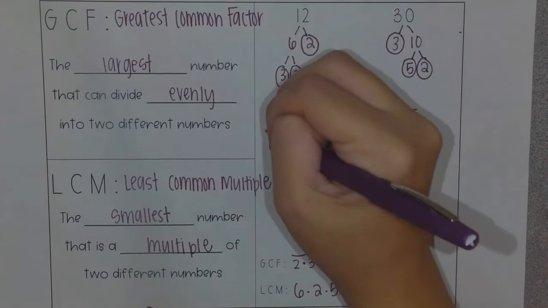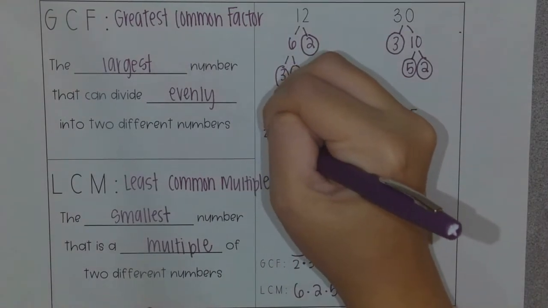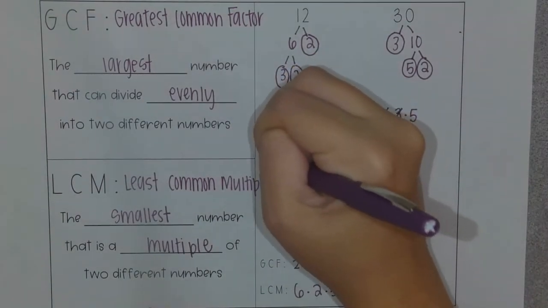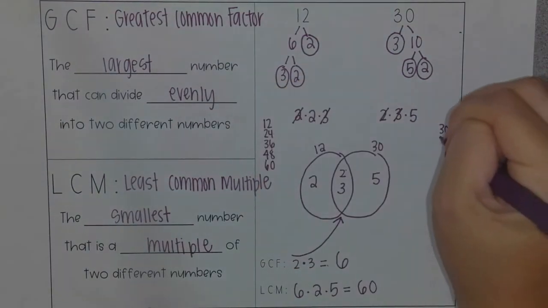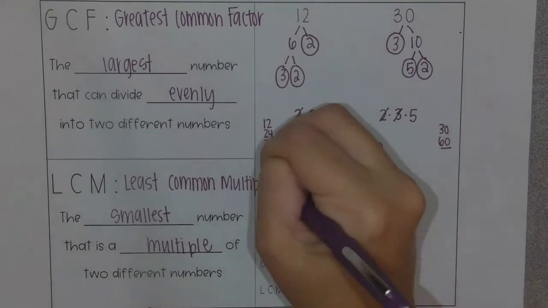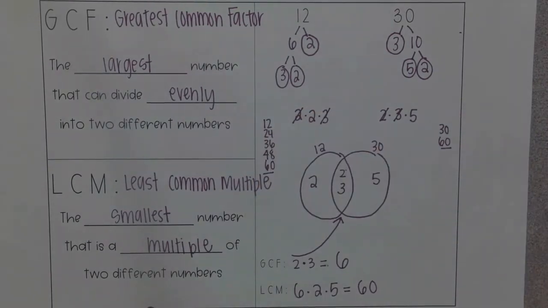And if I were to write out their multiples, it would be 12, 24, 36, 48, 60. 30 would be 30, 60. So sure enough, that is the first place they have something in common.